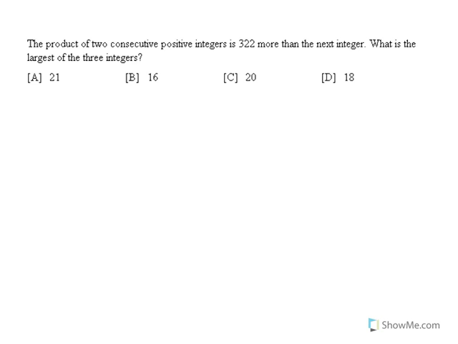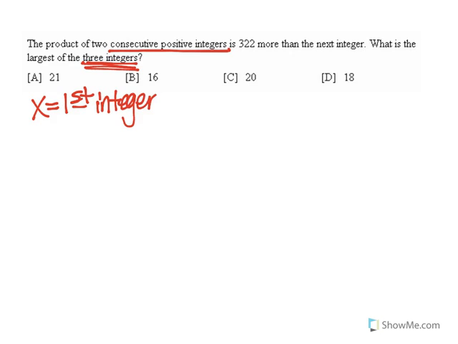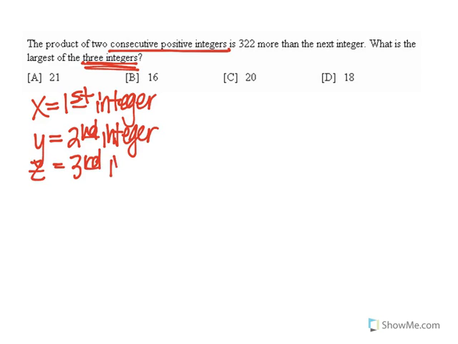So when I'm taking a look at this, the one thing I'm going to notice is that I have three integers that I'm playing with. They are consecutive positive integers. So let's say I have x be my first integer, y is my second integer, and let's call z my third integer.